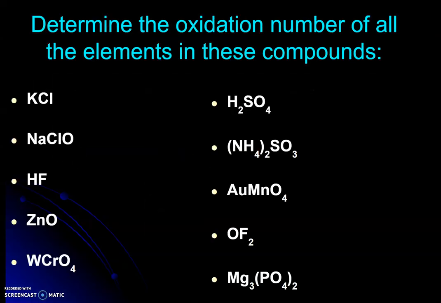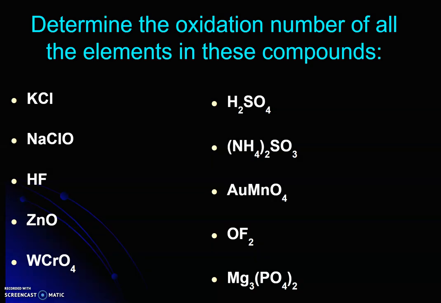Let's take a look at several of these examples. You should definitely get out your periodic table if you don't have that out already. It's your best friend, and it's obviously with you all the time. Then you find what the oxidation numbers are for each of your elements. First we have KCl. K is in column 1, so K is a 1 plus. Cl is going to cancel out, so Cl is going to be a 1 minus. Easy peasy.